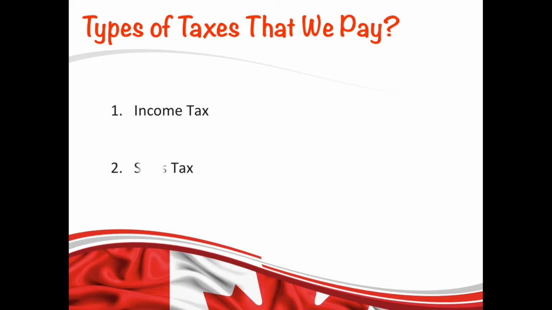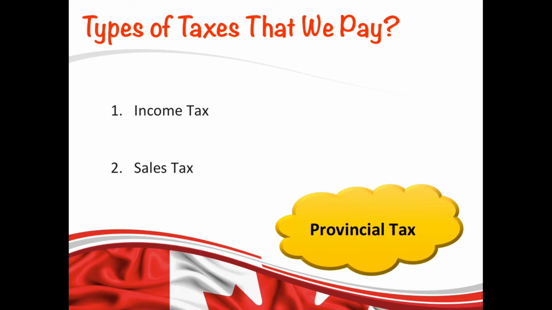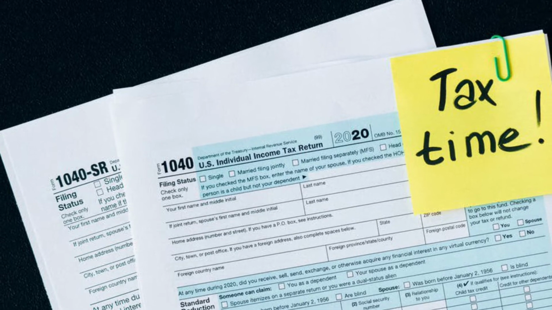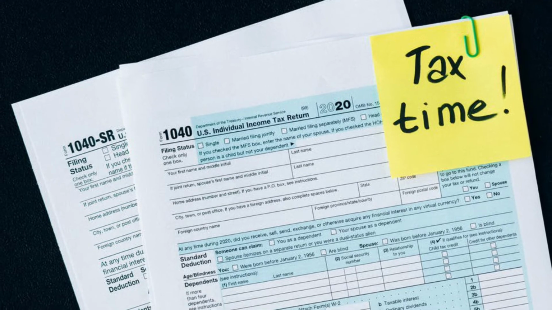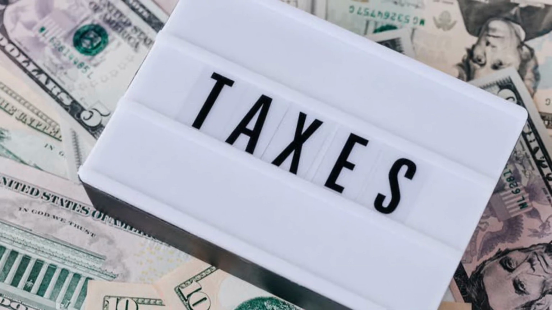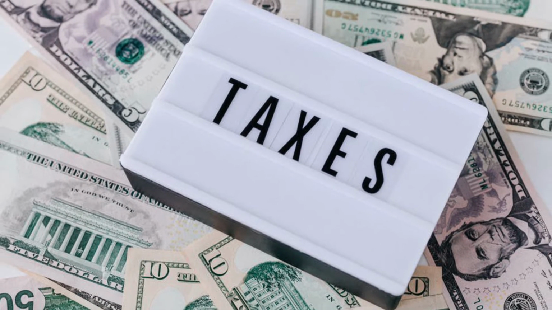Now, there are two types of taxes that we pay in Canada. One is income tax, another one is sales tax, and it varies from province to province, which I will explain shortly. First, let's cover how we pay income tax in Canada. Income tax is collected on behalf of the federal, provincial, and territorial governments. The amount of income tax you pay is based on the amount of your income.